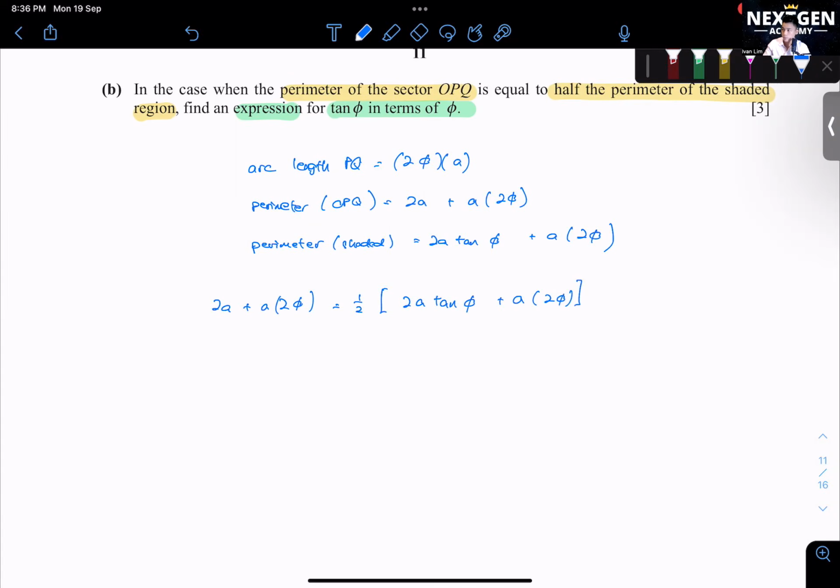Multiply it. This one will be A tan phi plus 2 divided by 2, which is A phi. Divide the whole equation by A. Then you get 2 plus 2 phi equals tan phi plus phi. Rearrange it, you get tan phi equals phi plus 2.